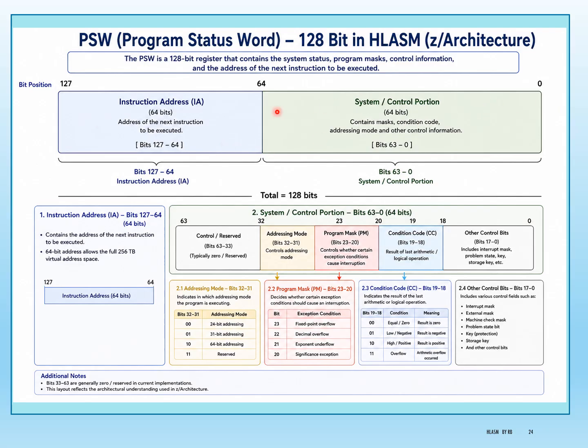The 0 to 64 part is having multiple kinds of values, and if you look at it, there are different kinds of control bits there: condition codes, program mask, addressing mode, and some other controls. What we are interested in is only these three.